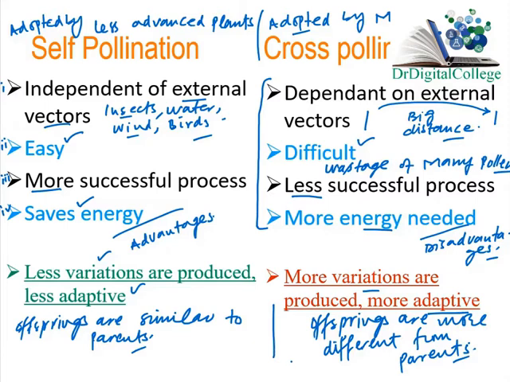So overall, they will have more survival, while here they will have less survival. In case of self-pollination, the offsprings will have less survival. In case of cross-pollination, the offsprings will have more survival. Is that okay?